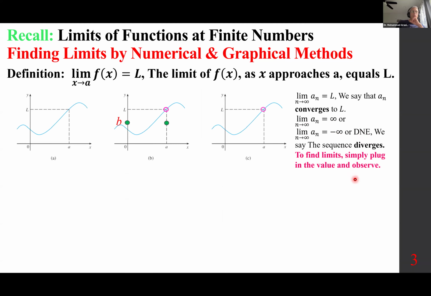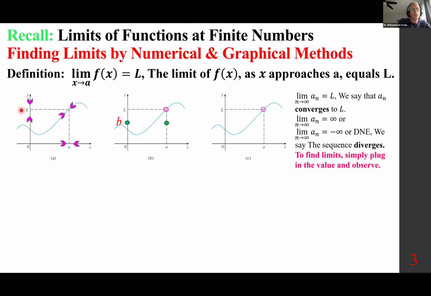We are interested in finding the limit of f of x as x approaches a in all these three cases. Notice we are approaching a from the left and right, which means we are moving this way from the left of a, this way from the right of a, this way along the y-axis, from the bottom and the top. In all three cases, the functional value is not of interest at this point. The limit is, and the limit is L.